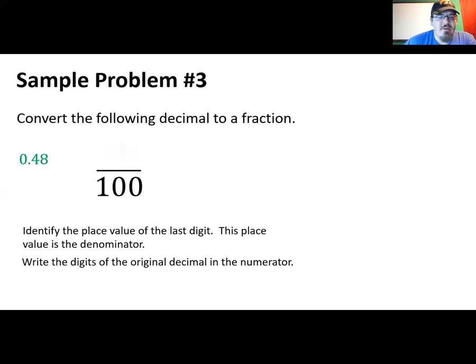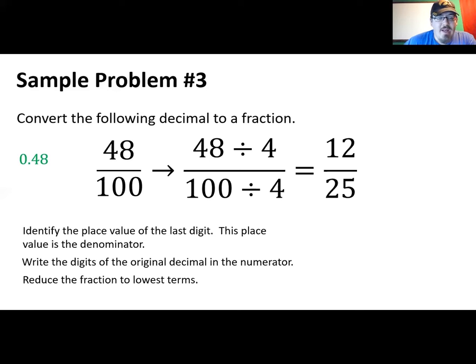Once you've got that figured out, it's just a matter of taking the digits that make up the decimal and putting those digits in the numerator. So there's the 48. We don't need that leading 0. So 48 hundredths. Finally, if necessary or if possible, reduce the fraction down to lowest terms. In this case, 48 and 100 can both be divided by 4. We always divide the top number and the bottom number by the same thing. And so we end up with the fraction 12/25. And that's our final answer. That's 0.48, or 48 hundredths, written as a fraction: 12/25.